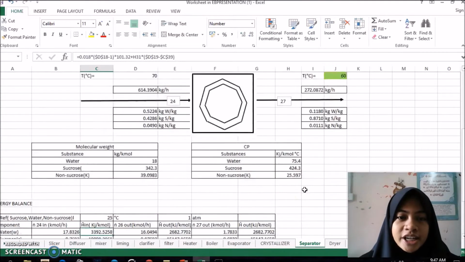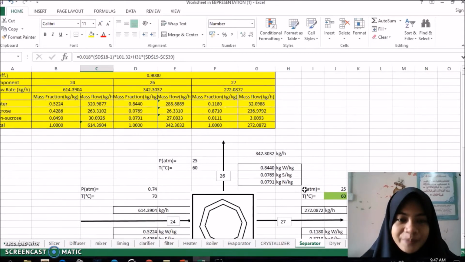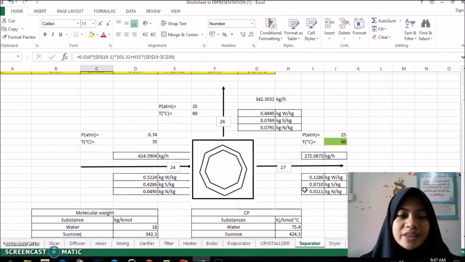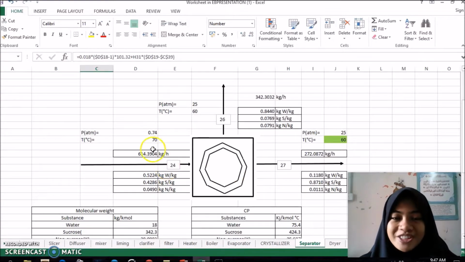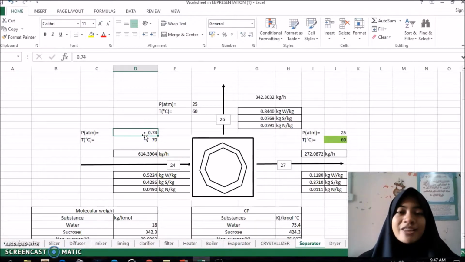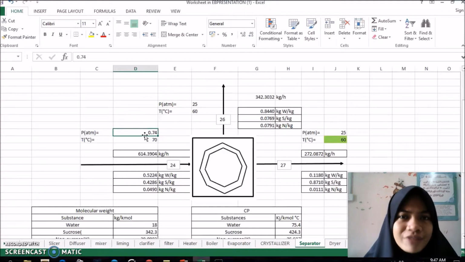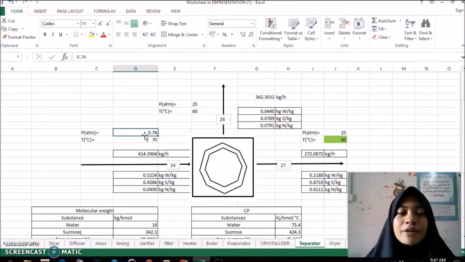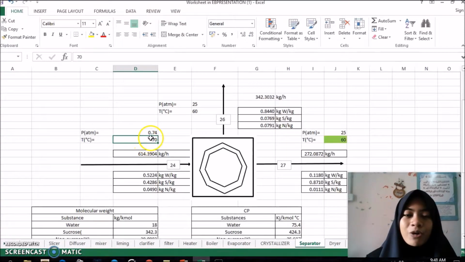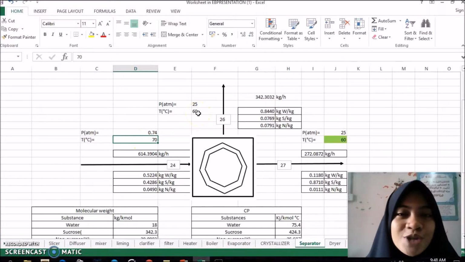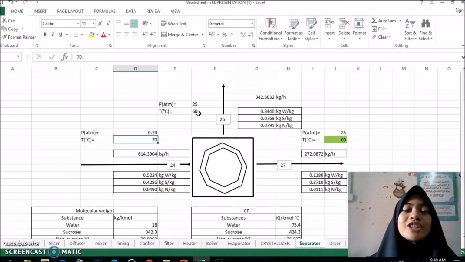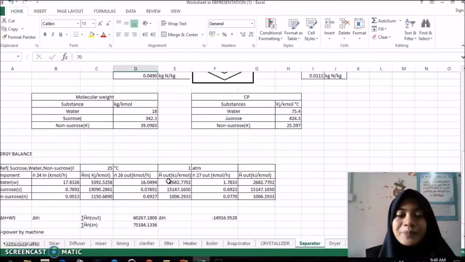Okay, here is the calculation for the separator. As you can see, the inlet pressure is quite low, less than 1 atm, and the outlet pressure is quite high, which is 25 atm. But we also work at different temperatures: the inlet temperature is 70 and the outlet temperature is 60 degrees Celsius. So the calculation for this part is quite different from the others.